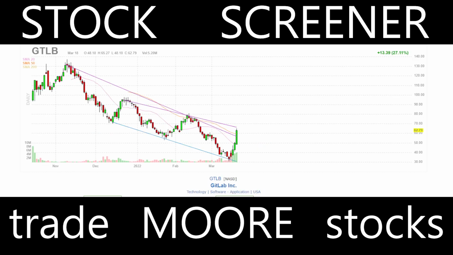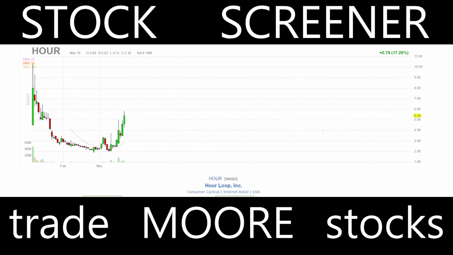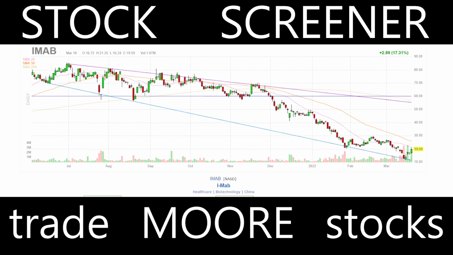This is GTLB stock. This one is a little different. More of a smoother accumulation and distribution. All due to its price. This is HOUR stock. This one is a little less mature. It really hasn't been listed very long. This is IMAB stock. This one doesn't appear to have any really significant spikes. In the last year anyways.